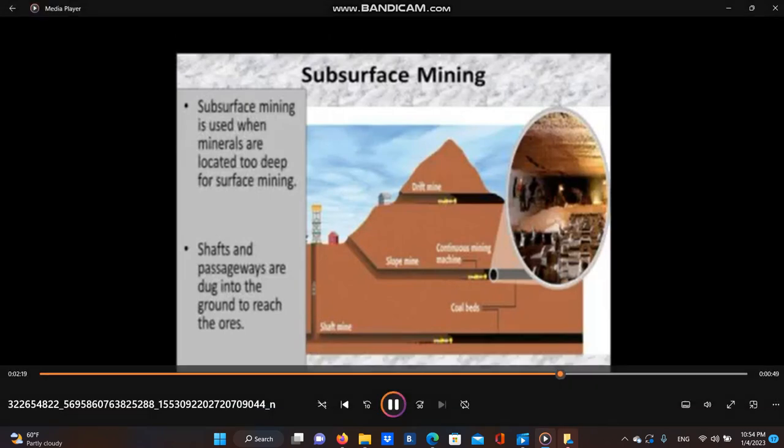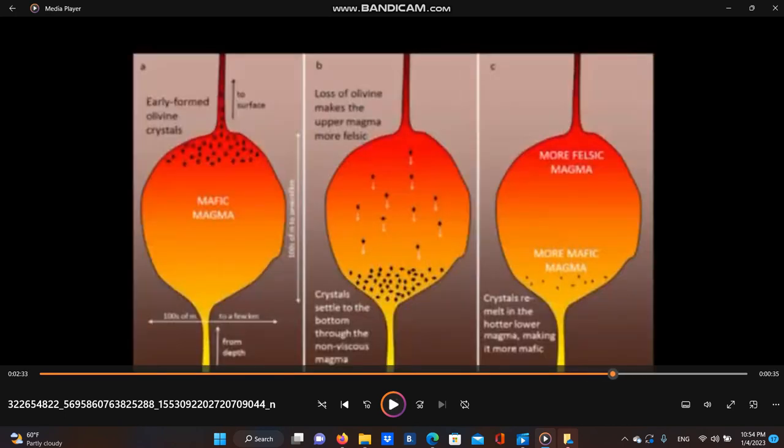Okay, let's now see how our minerals are formed. First, we have crystallization, also known as cooling of magma. But how does it form a crystal? Let's say it's magma and it's cooled, so it's an igneous rock. It needs to take time to form the crystals.